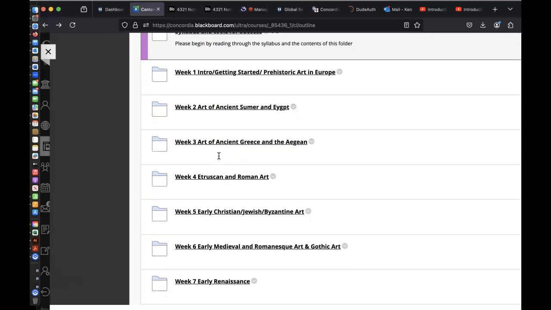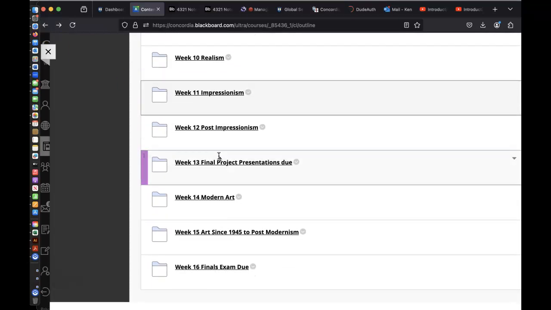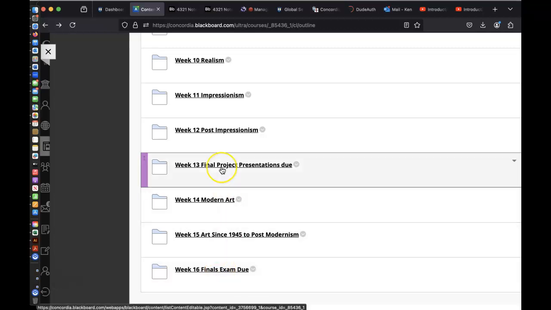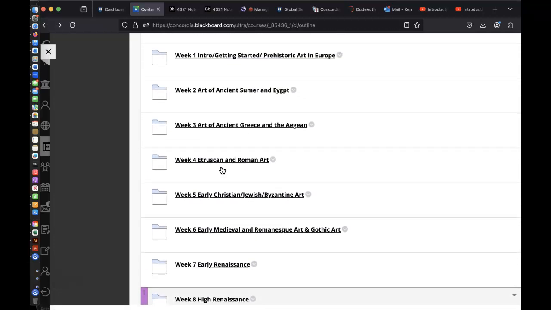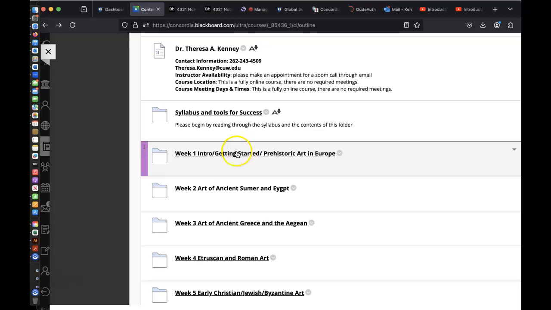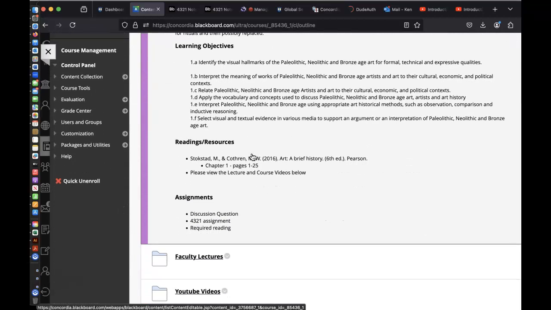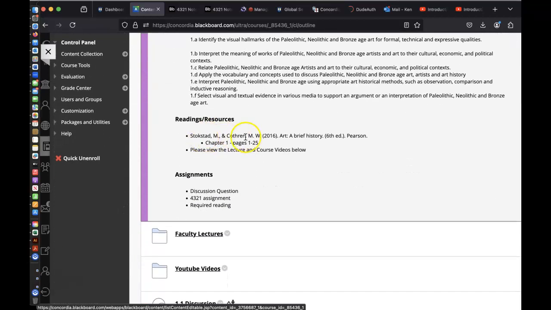So this course is divided into weeks. You'll notice that there's 16 weeks, and let's just take a look here at one of them to give you an idea. So here we are getting started, and we're looking at prehistoric art in Europe. Here is the book, Stokstad. It is 2016, and it is a 6th edition. You will be reading pages 1 through page 25.